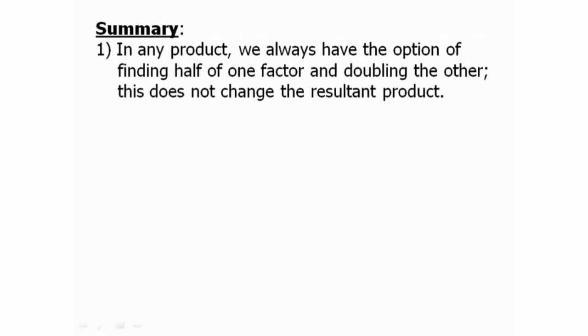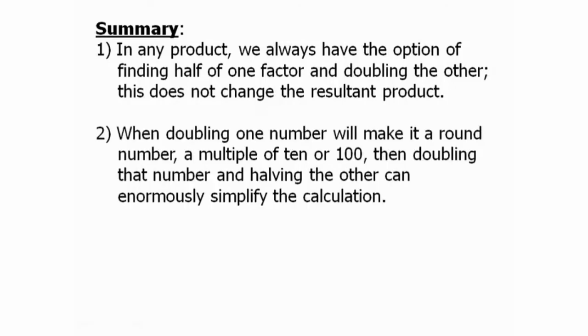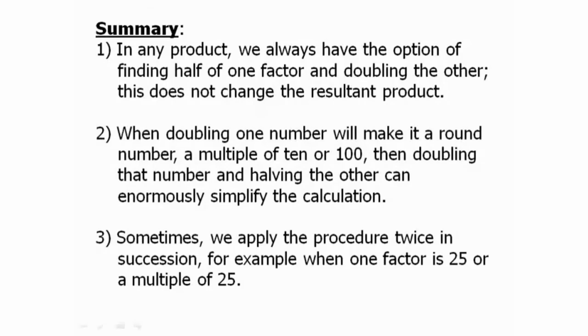In summary, in any product, we always have the option of finding half of one factor and doubling the other. This does not change the resultant product. When doubling one number will make it a round number, a multiple of 10 or 100, then doubling that number and halving the other can enormously simplify the calculation. And as we saw, sometimes we apply the procedure twice in succession, for example, when one factor is 25 or a multiple of 25.